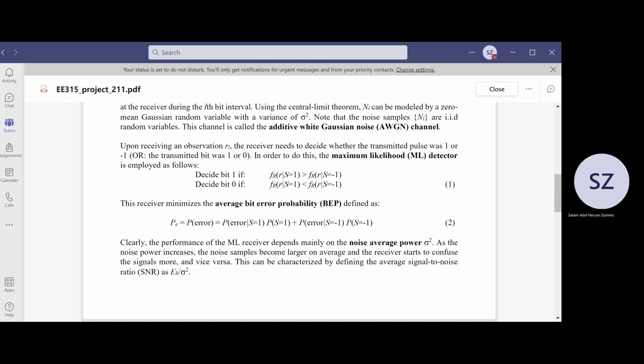Again, what does this do? Decide 1 if the PDF of the received signal given S1 is larger than the PDF of the received signal given -1, and decide 0 otherwise.